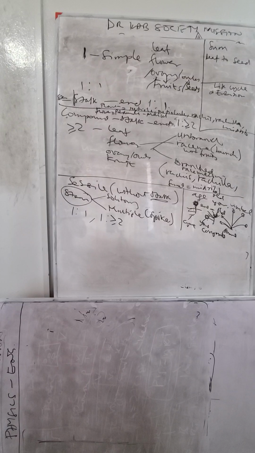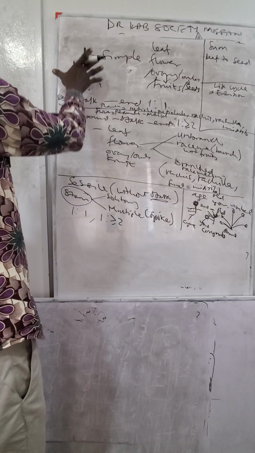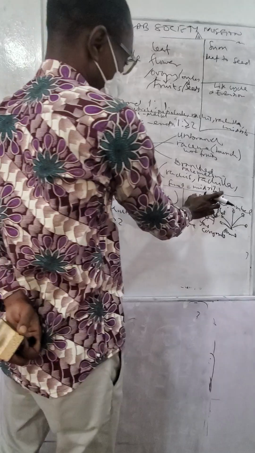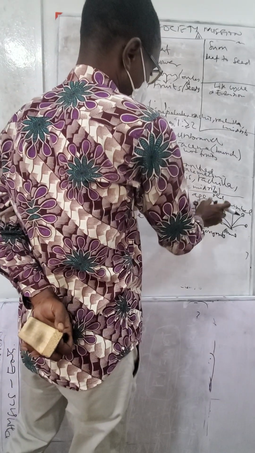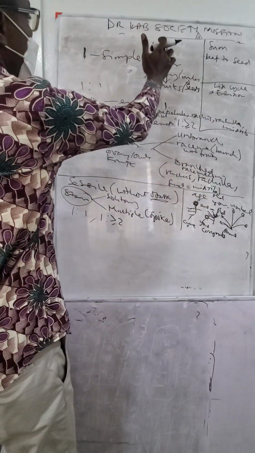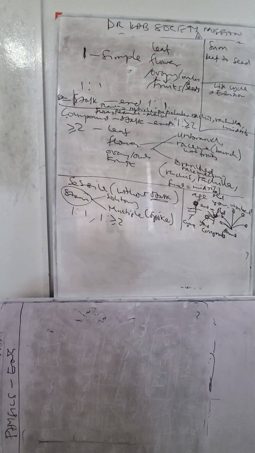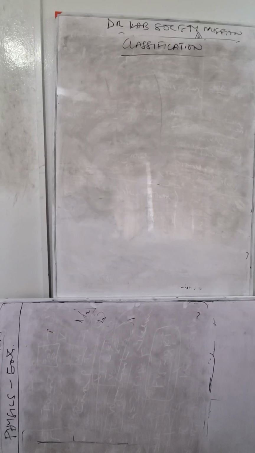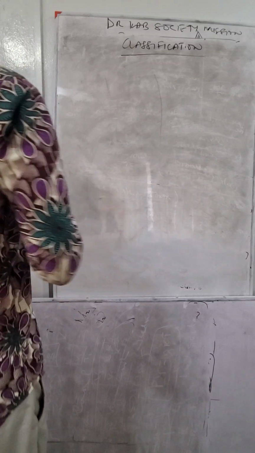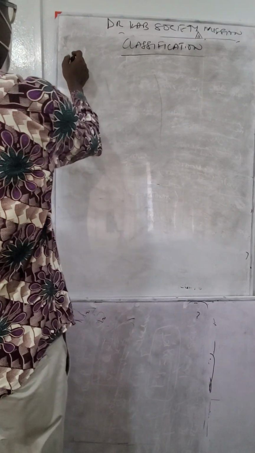So the most important thing is the classification according to number, then classification according to the age of the flower. This is done for flowers. Now let's look at classification. But let's first of all look at the evolution.